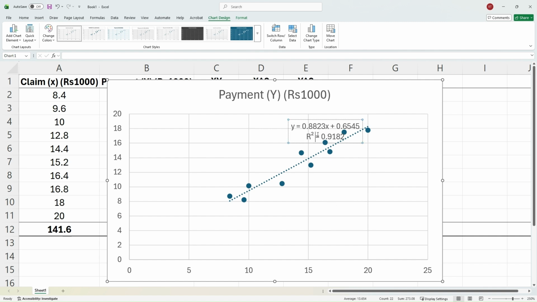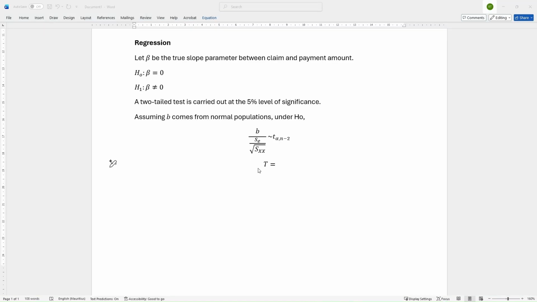So our aim here is to get this 0.8823 in this equation here.